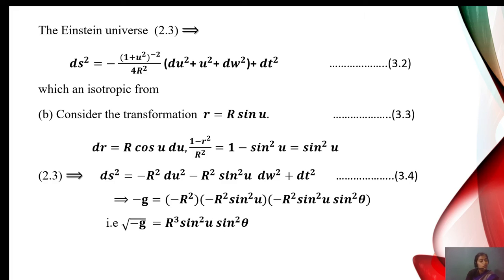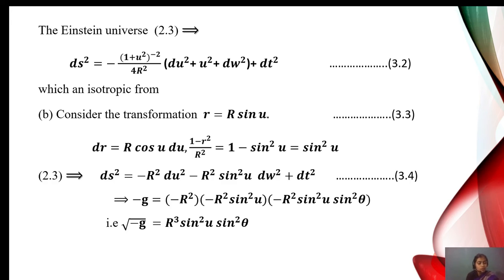Then the square root of minus g, considering the form, both of these equations will join to the form that is r cube sin square u sin square theta. How is it possible? Because r square and r square, considering r to the r cube will be considering to the form. This is a 6 form, considering 2 into 3 in this form.